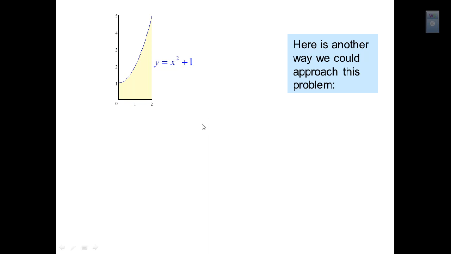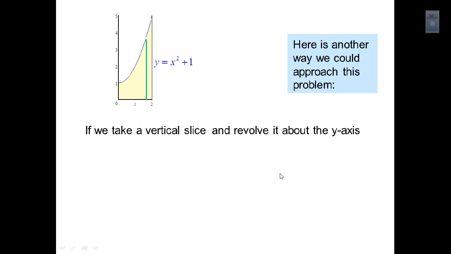Alright, now here's another way we could approach this problem. Even though we're rotating around the y-axis, we could use a vertical slice. Now, when we take that vertical slice, or that vertical rectangle, it's really thin, and spin it around, it's going to make what we're going to call a shell. Now, it actually makes a tube. So remember, this is hollow. It's not solid. It's just this one strip right here rotated around that y-axis.